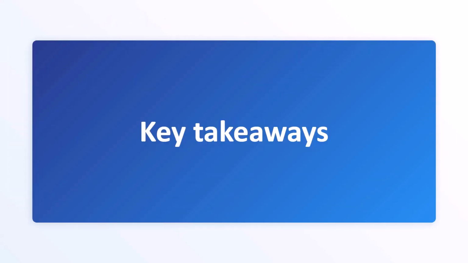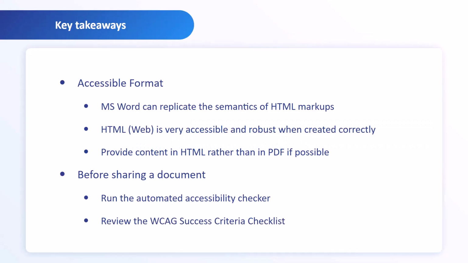So I want to end with just a couple of key takeaways. With respect to accessible formats, Word can pretty successfully replicate HTML markup. However, in terms of accessibility, web is generally going to be the preferred medium, and I recommend defaulting to it if you can. I know you may be required to send out documents in some cases, but if you're not using Word, then the web is very robust in terms of ongoing accessibility support.